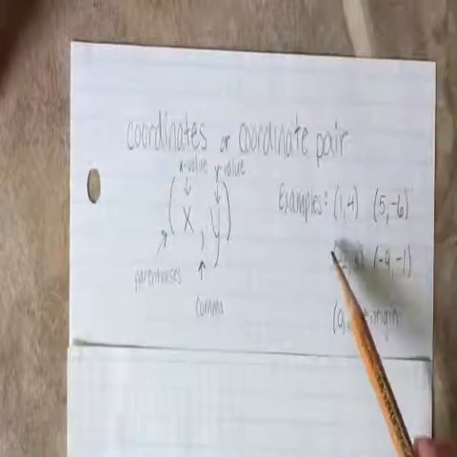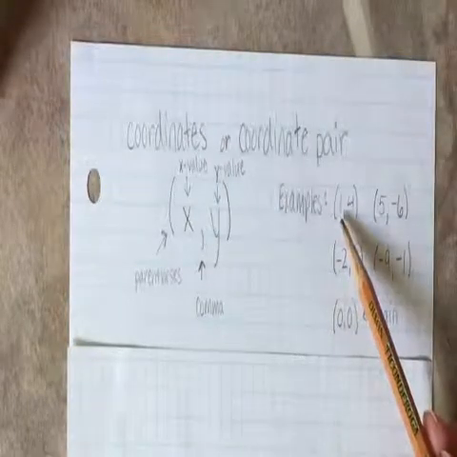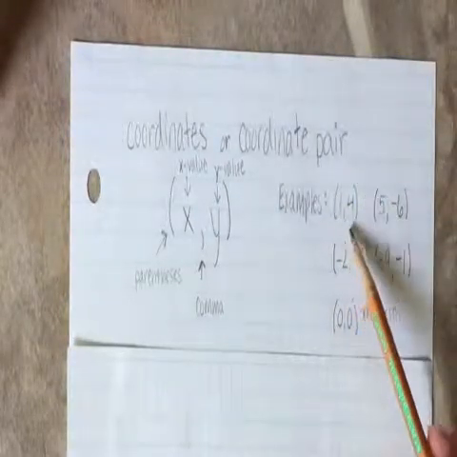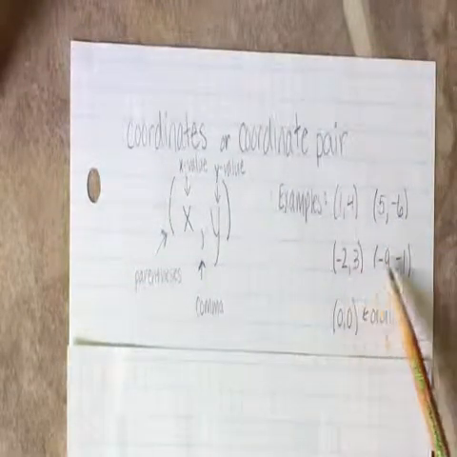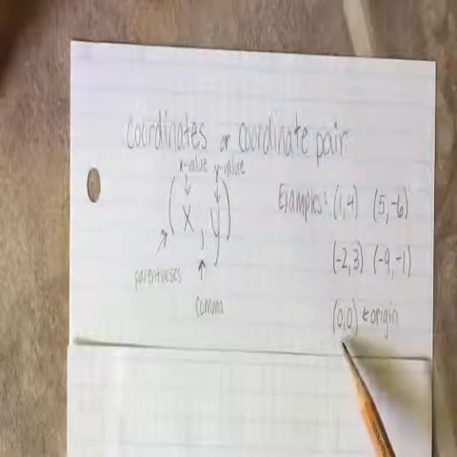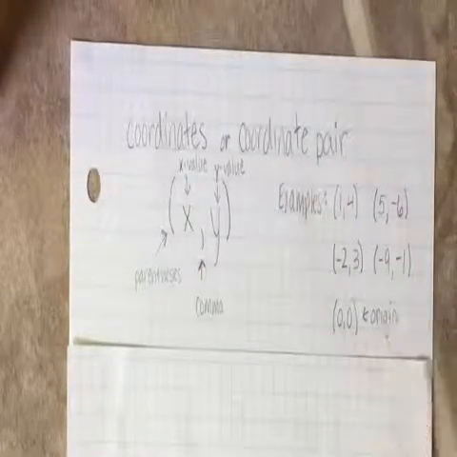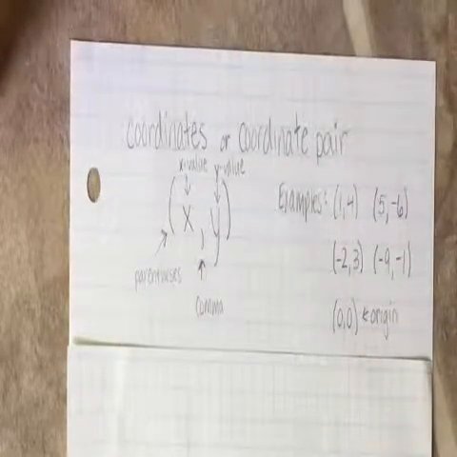So here are some examples, and they're read just as if they were a list of numbers. So you would read this as 1, 4. This would be 5, -6, -2, 3, -9, -1, or 0, 0, which again, remember, is the origin.